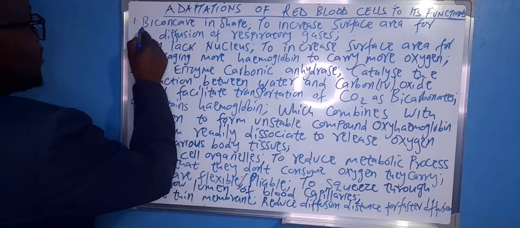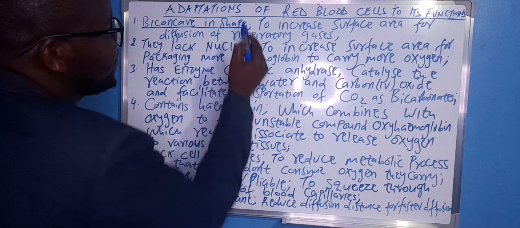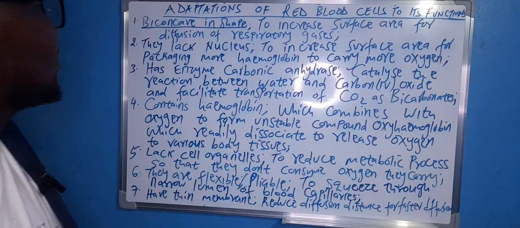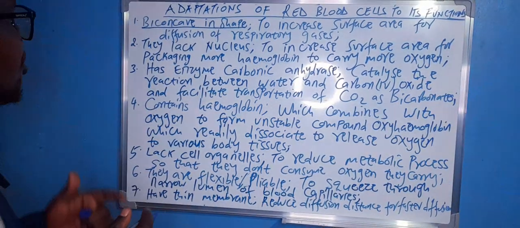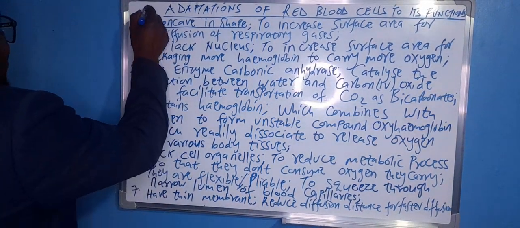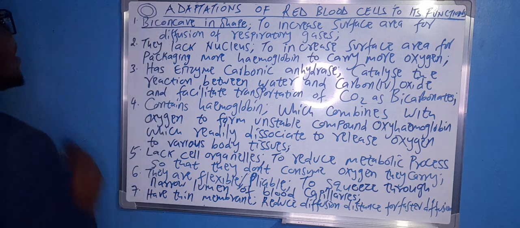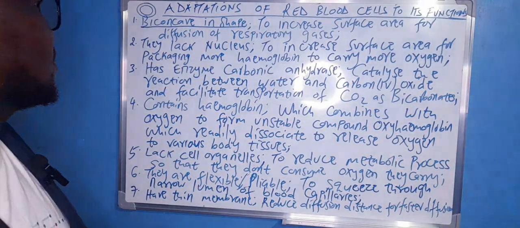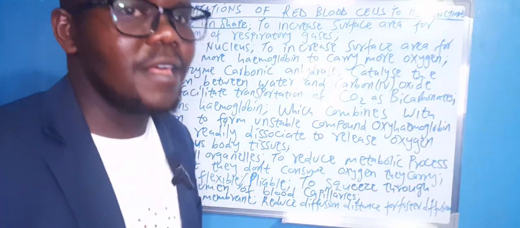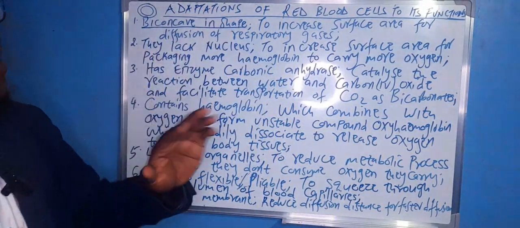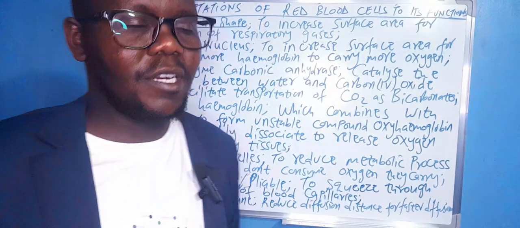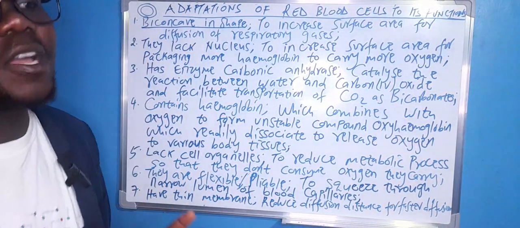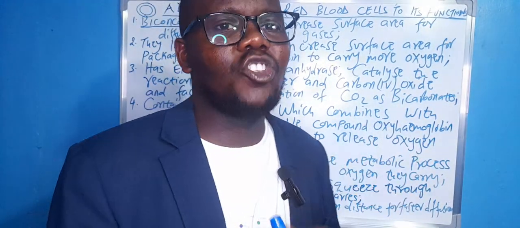So let's start from the first, which is the biconcave shape. This biconcave shape is the shape of a red blood cell. It will be something of this kind. We're speaking about the biconcave shape, and this is to increase the surface area for the diffusion of the respiratory gases. So we are speaking about an increase of the surface area for faster diffusion of those respiratory gases. That is the importance of the biconcave shape. Those are normal red blood cell shapes.